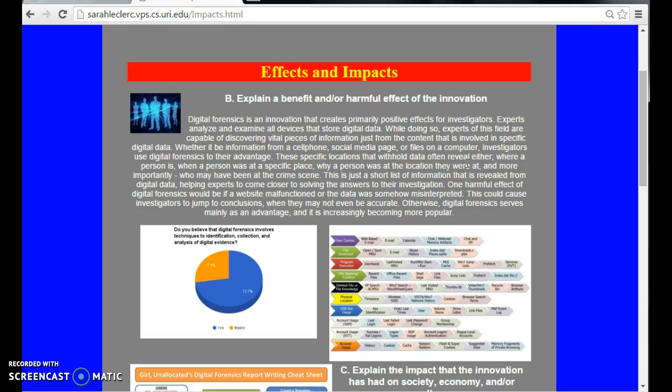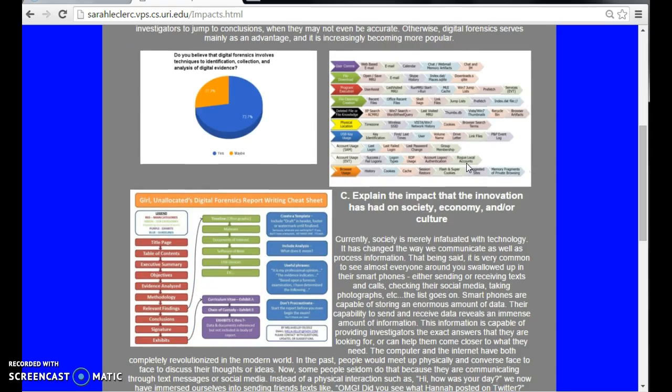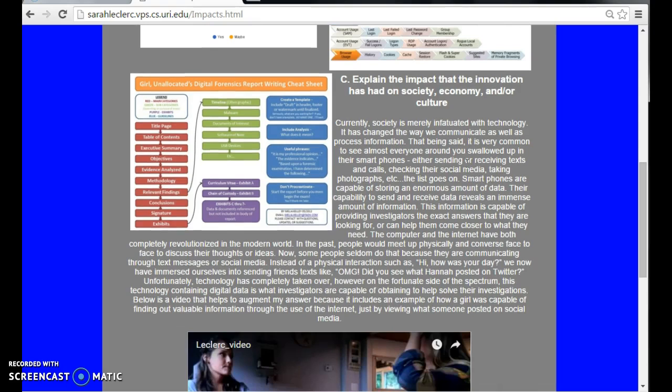I was also asked to discuss the impact that digital forensics has had on society, economy, and/or culture. Digital forensics plays a big role in society considering the progression of infatuation with technology. We communicate more through sending and receiving digital data, which allows investigators to conclude a lot about a person when they have obtained their smartphones or other digital devices during investigation.